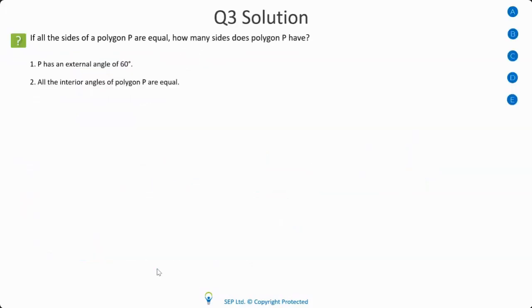All of these are easy if you know the properties, by the way. All the sides are equal. We cannot make any inference. We need to find how many sides it has. Okay, we need to find out the value of n, the number of sides.